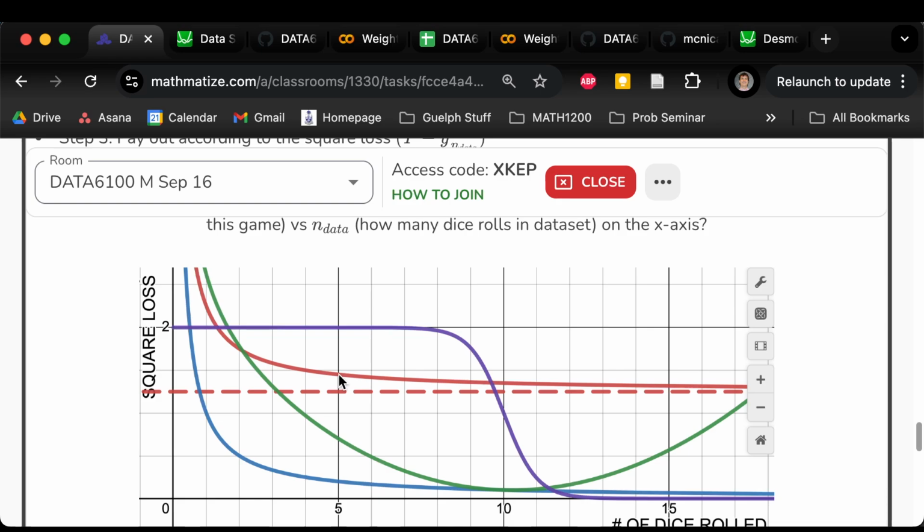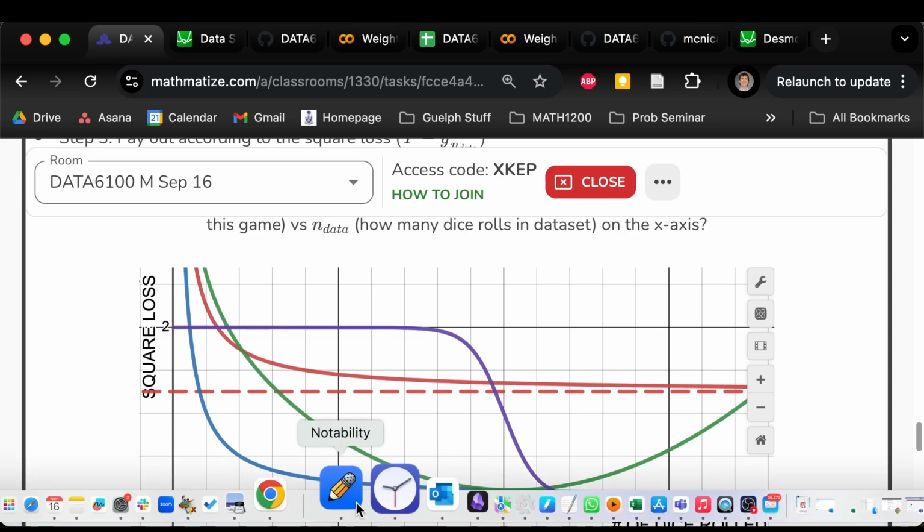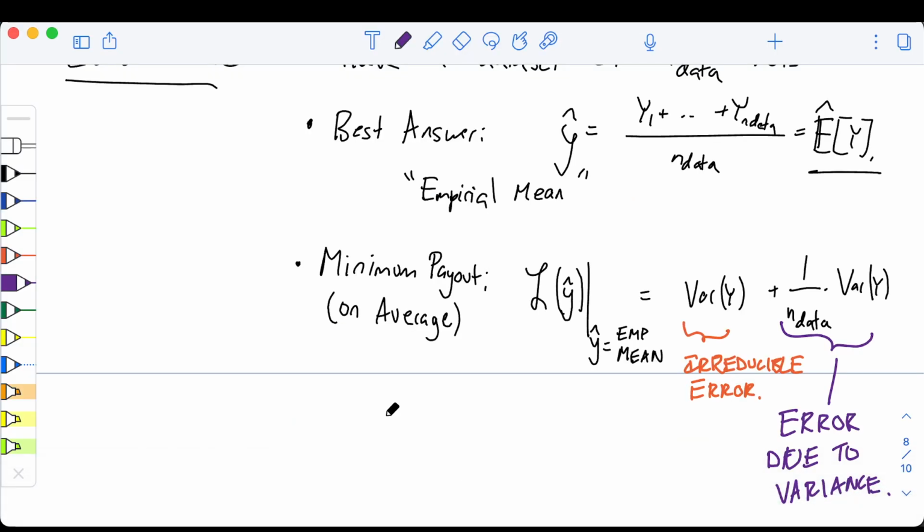But number of data points, you always want that to be as big as possible. That always helps. Okay, assuming you don't have to pay money for it or something, right? Like everything else being equal. So that's one important thing. The second important thing I will tell you when we do the derivation. But that's the most important thing.